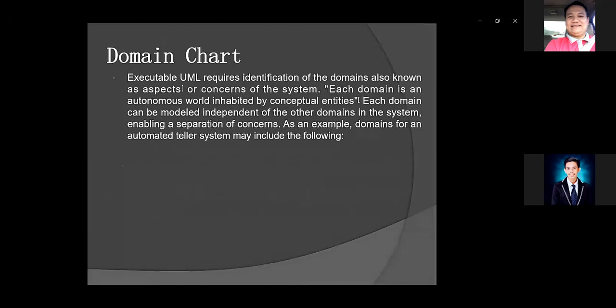Domain chart. Executable UML requires identification of the domains, also known as aspects or concerns of the system. Each domain is an autonomous world inhabited by conceptual entities. Each domain can be modeled independent of the other domains in the system, enabling a separation of concerns. As an example, domains for an automated teller system may include the following.